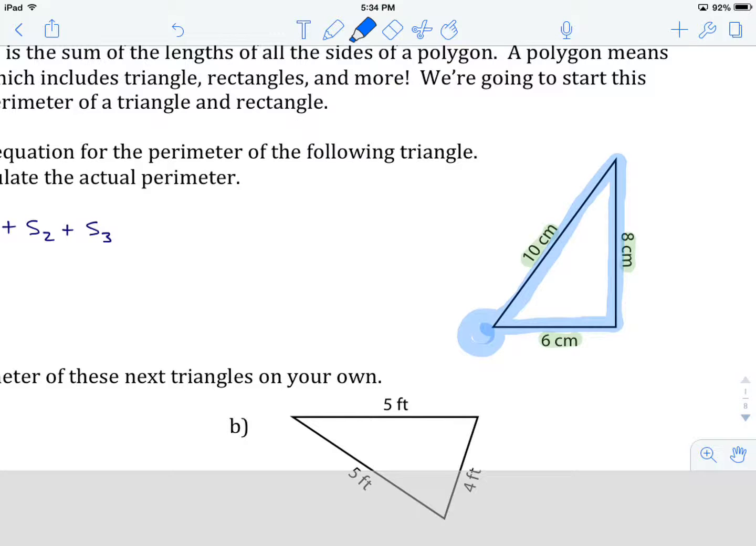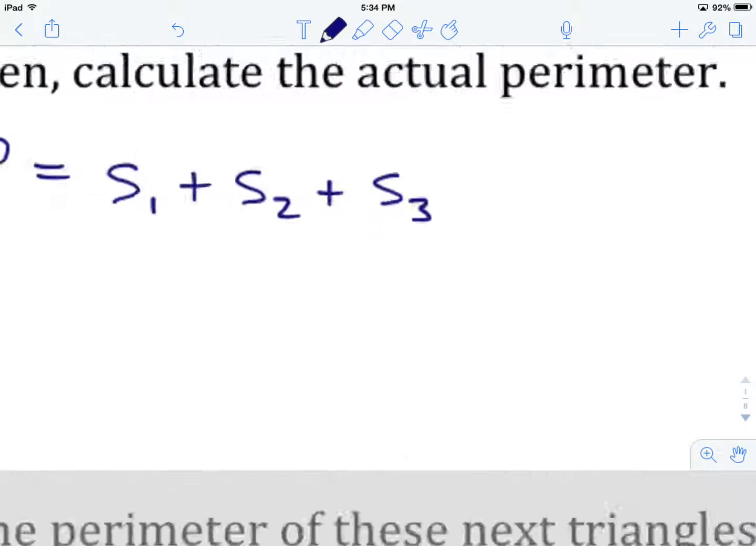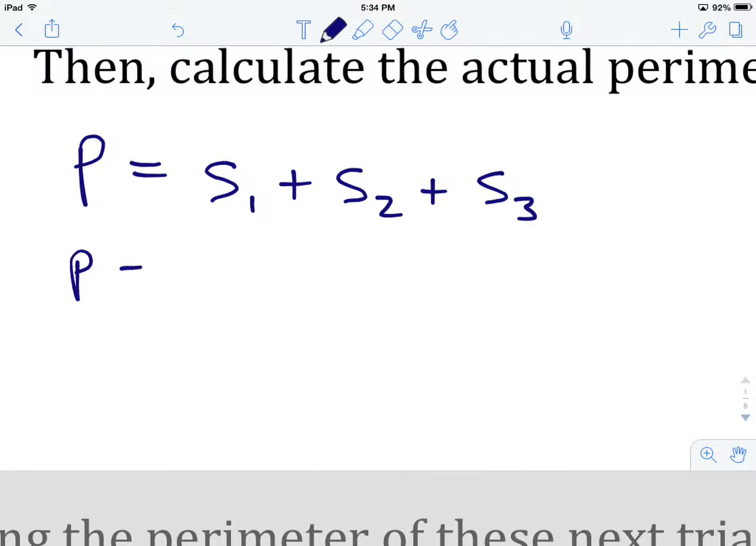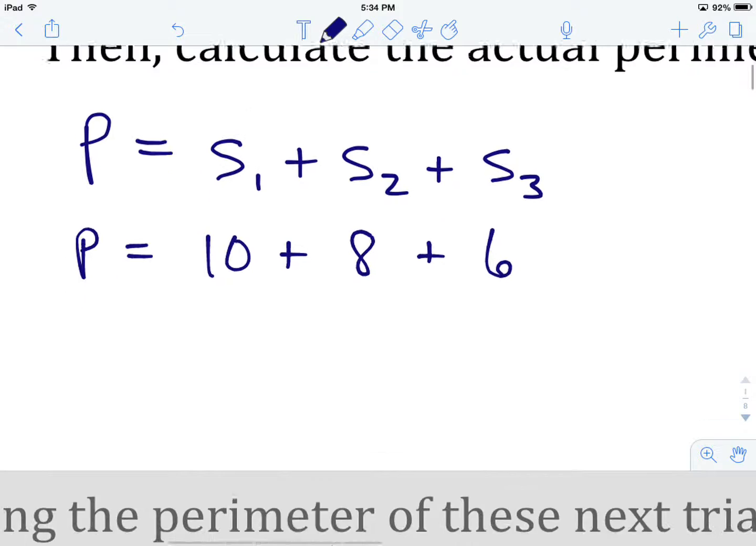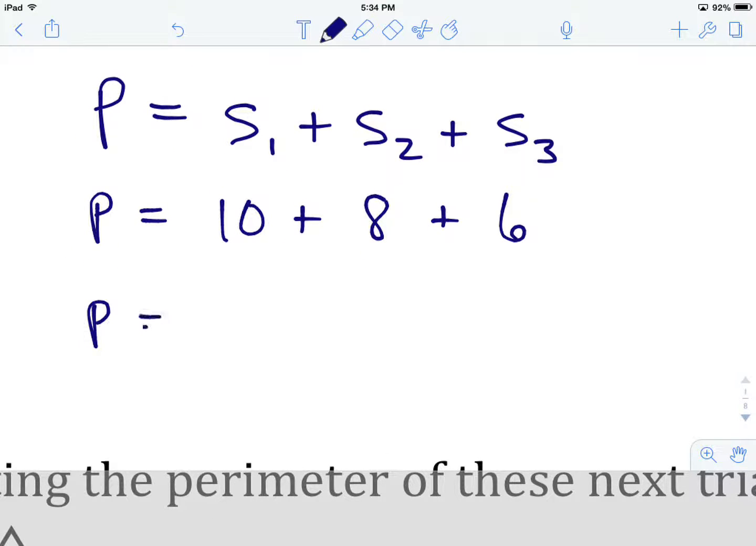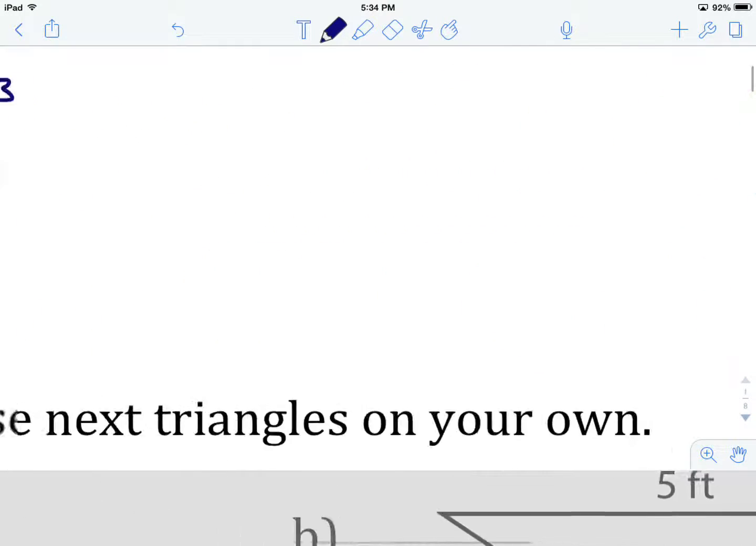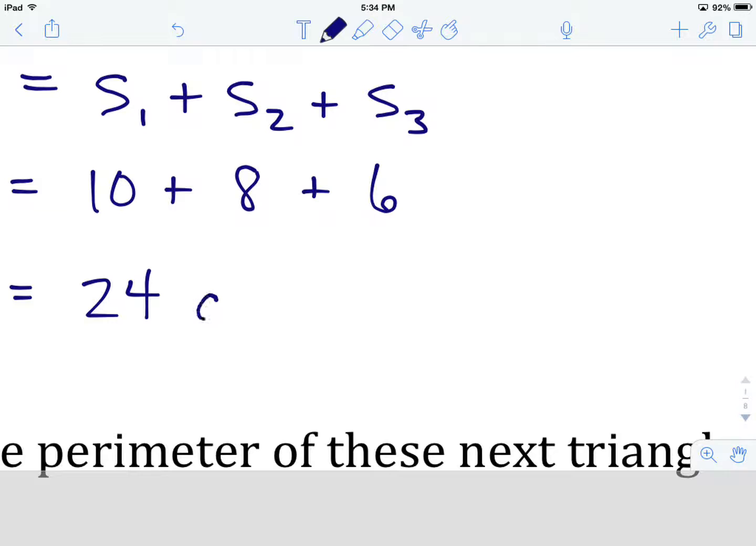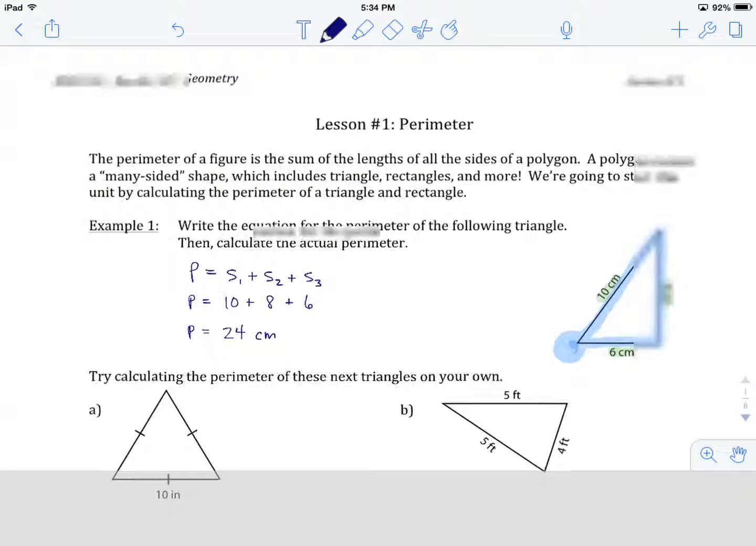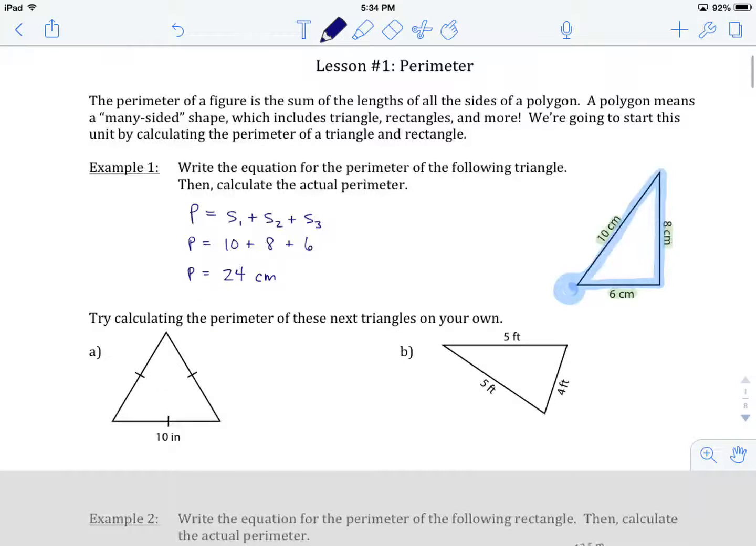So in this case, what we're actually asking you to do is add up the 3 sides of this triangle, 10, 8, and 6, which would give us a perimeter of 24 something. So we're going to go back to our triangle and just check it out. And the units of measure that we are using here are centimeters. So 24 centimeters, that will be the perimeter of the shape, the triangle in example number 1. So let's try A together, and then we'll let you guys try B on your own.